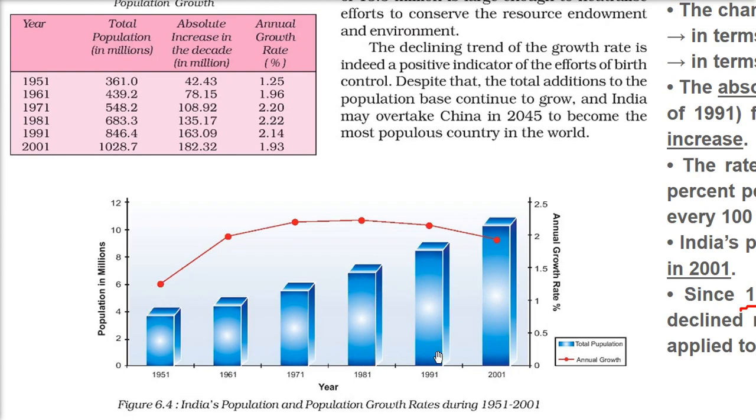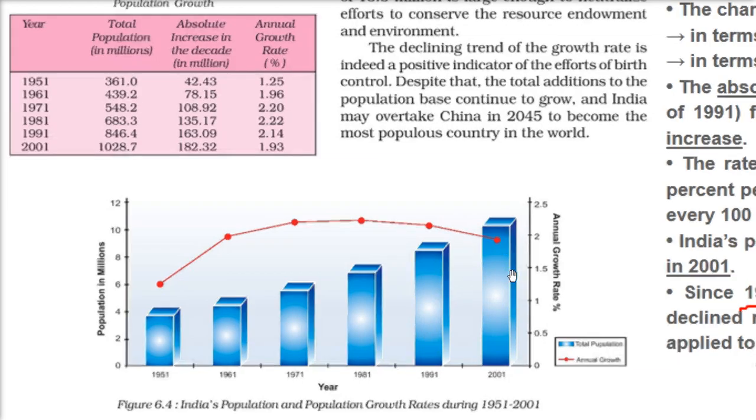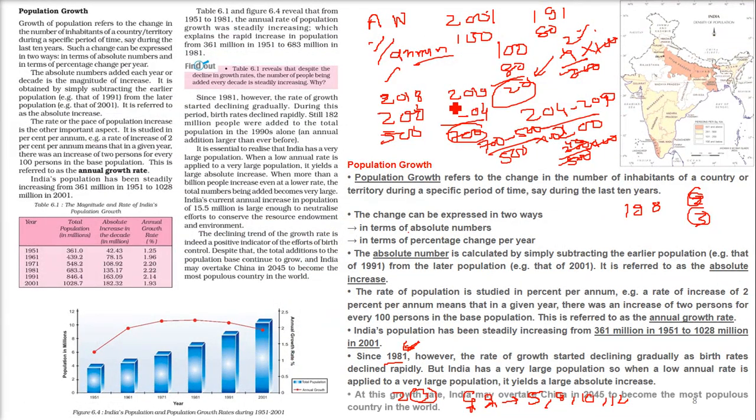I'll take you to one more graph, which is the bar graph, showing India's population and population growth rates during 1951 to 2001. If you see, it is increasing, and by 1981 the growth rate is decreasing. It is decreasing in 1981 because of the reason I told you. But still the population bars keep increasing.